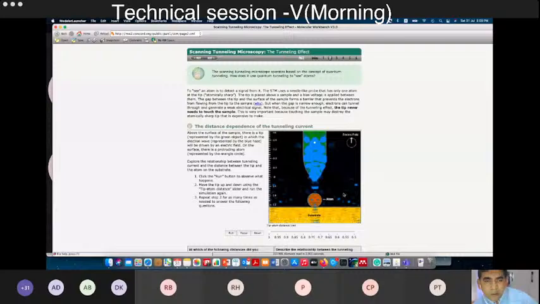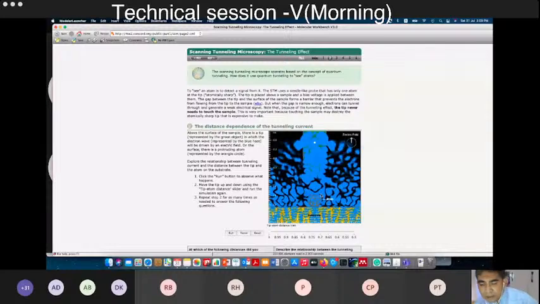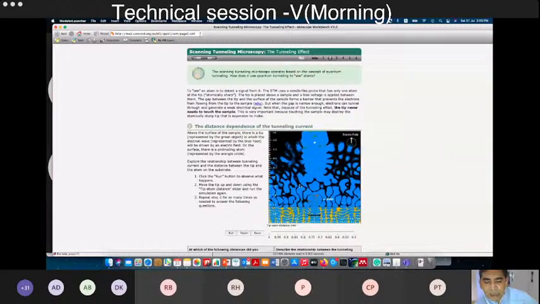To see an atom is to detect a signal from it. STM uses a needle-like probe, that is called a scanning tunneling microscope. It has only one atom at the tip, that is atomically sharp. The tip is placed above a sample, and then we apply an electrical bias, suppose 2 volts, between this tip and our substrate. Then this field will be generated, and one of the important phenomena will occur. That is called the tunneling effect. That's why it is called scanning tunneling microscopy.